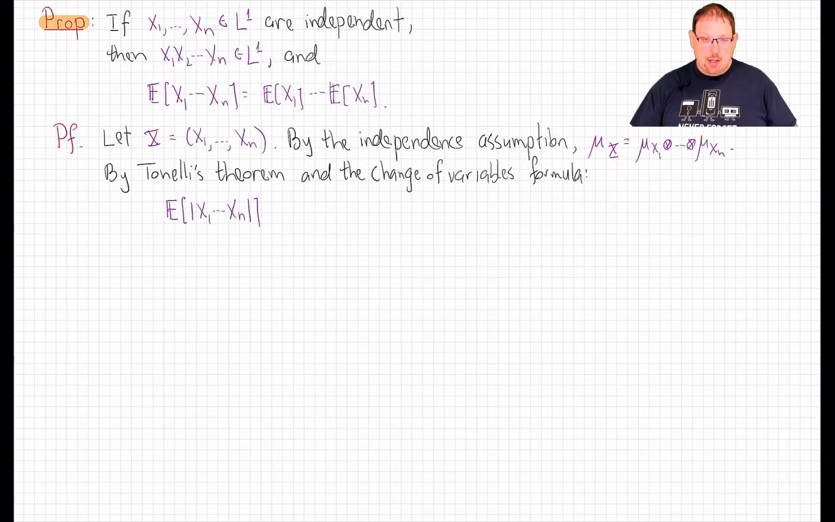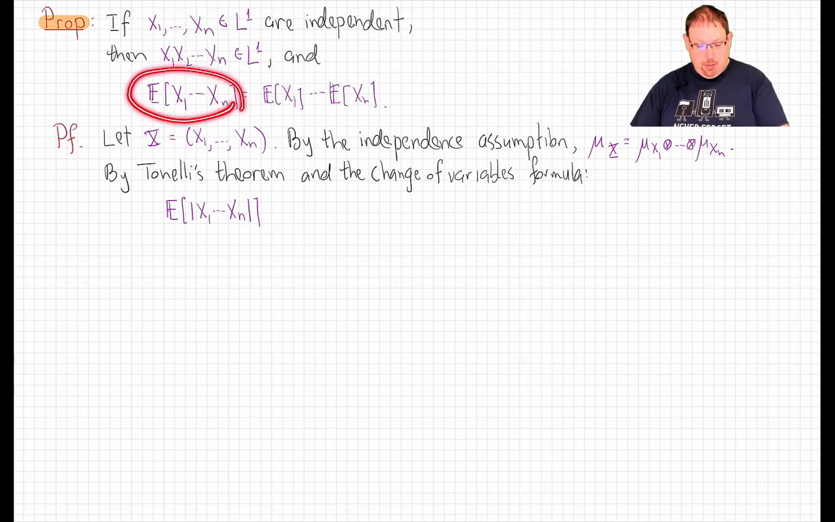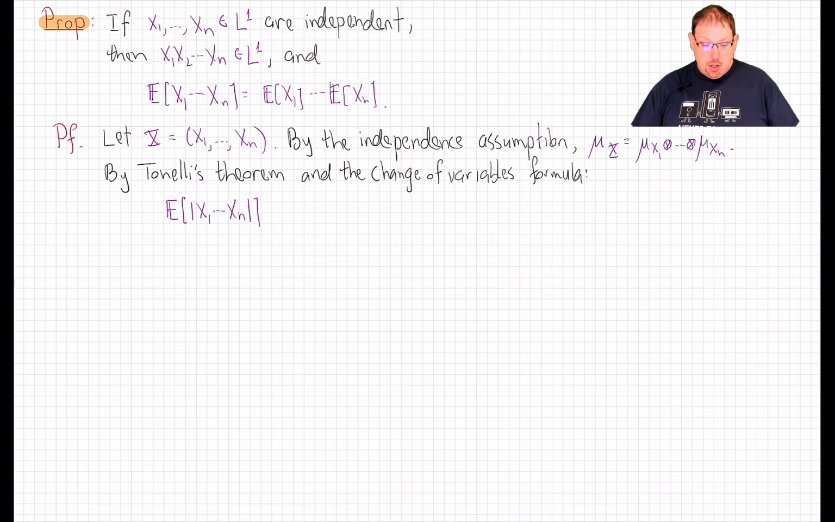So here's the proposition. Suppose I have a collection of independent random variables, x1 through xn, that are in L1. Then their product is also in L1, and the expected value of the product is the product of the expected values. Notice that in general, L1 is not closed under product. The product of a bunch of L1 random variables is typically not L1. Usually you have to downgrade integrability. We know that the product of two L2 functions is in L1. That's because of the Cauchy-Schwarz inequality. Here, this independence of the random variables allows us to take products of L1 random variables and stay in L1 because of this factorization property.